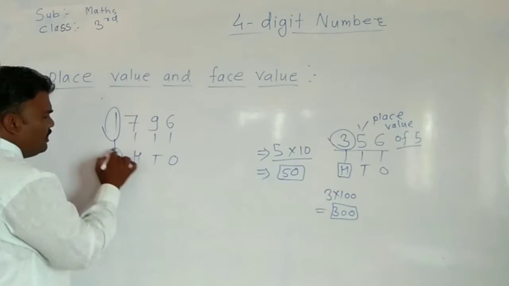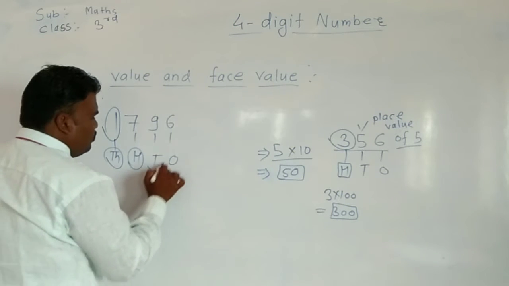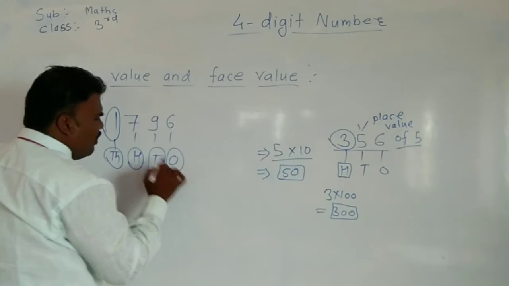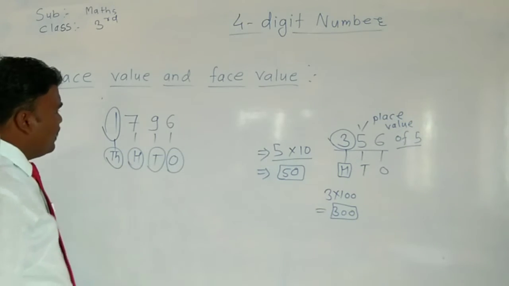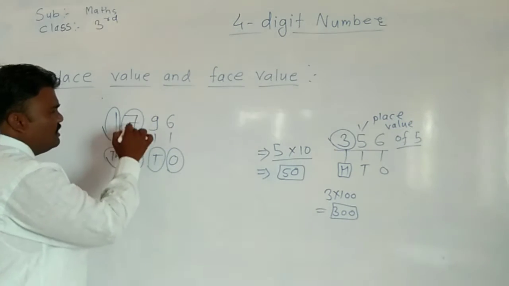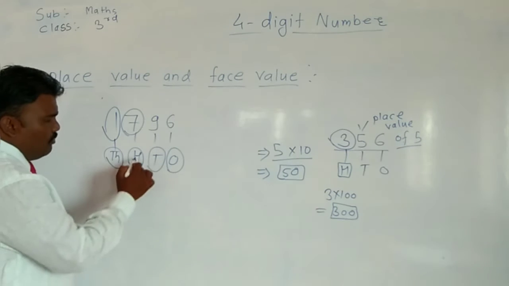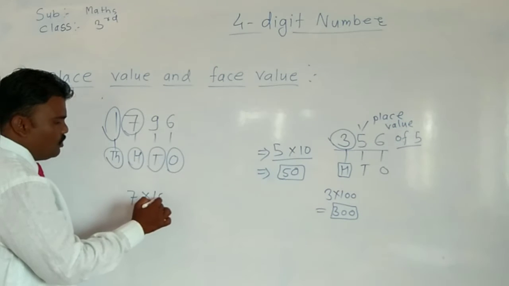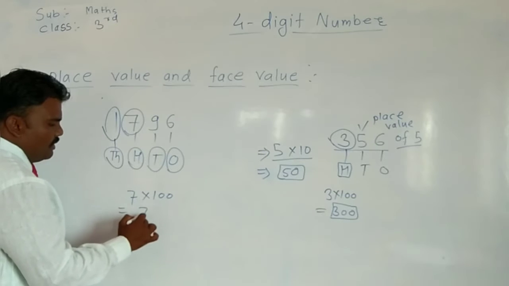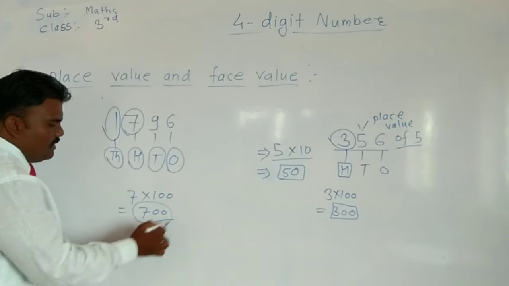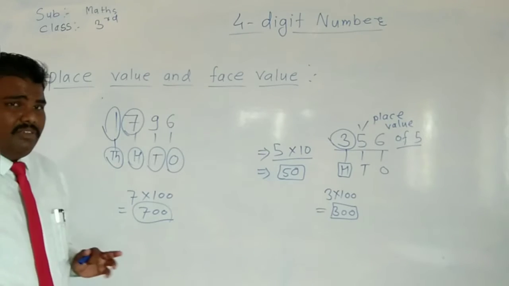So this position is very important, and this position is in the notation. If someone asks you what is the place value of 7, it depends upon the position. It is at the hundreds place, so I will multiply it by 100 and it will be 700. So 700 is the place value of 7.